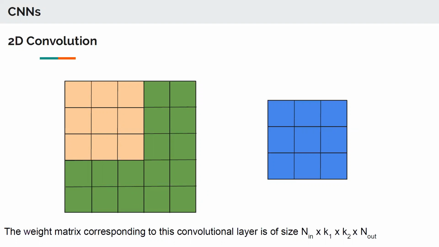And just one thing to note here, the weight matrix corresponding to this 2D convolution, if we have N input channels and M output channels and K1, K2 kernel size, the weight matrix is this guy.